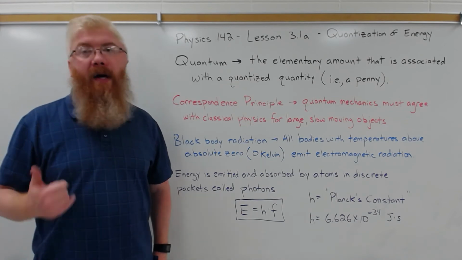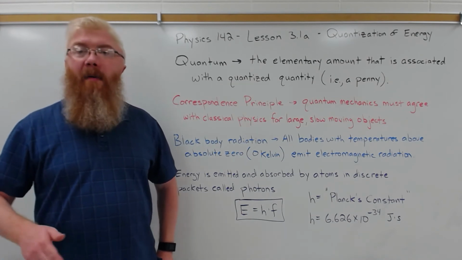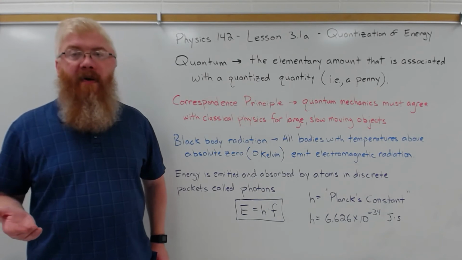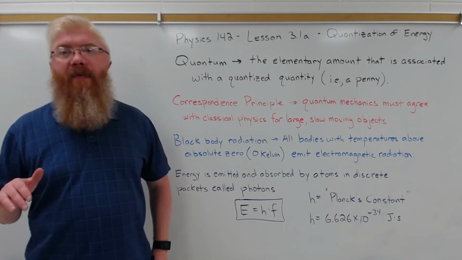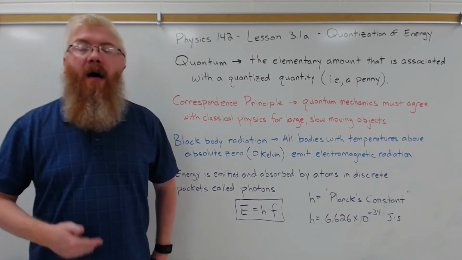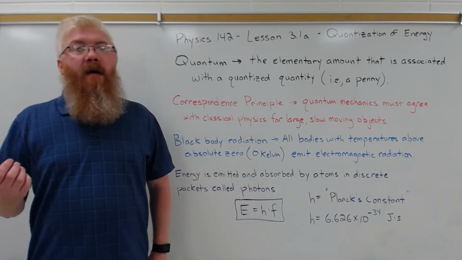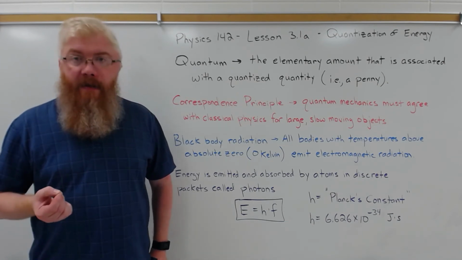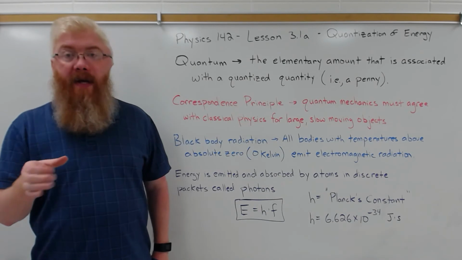So you and I right now, because we have a temperature above absolute zero, around 310 Kelvin or so, we give off electromagnetic radiation. That radiation isn't visible light. It's mostly infrared radiation.